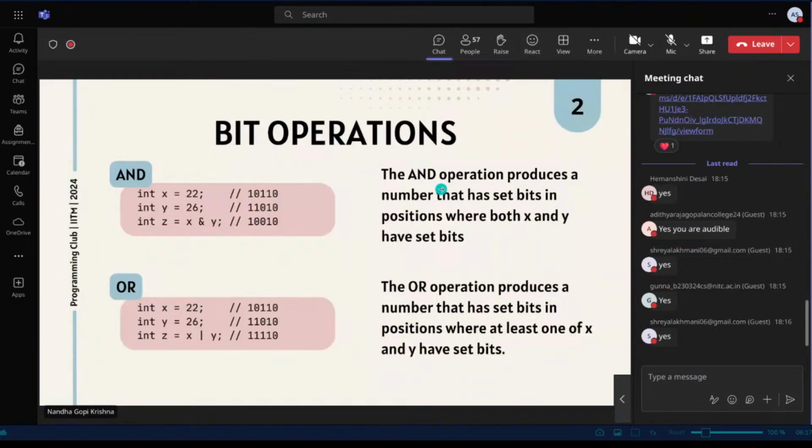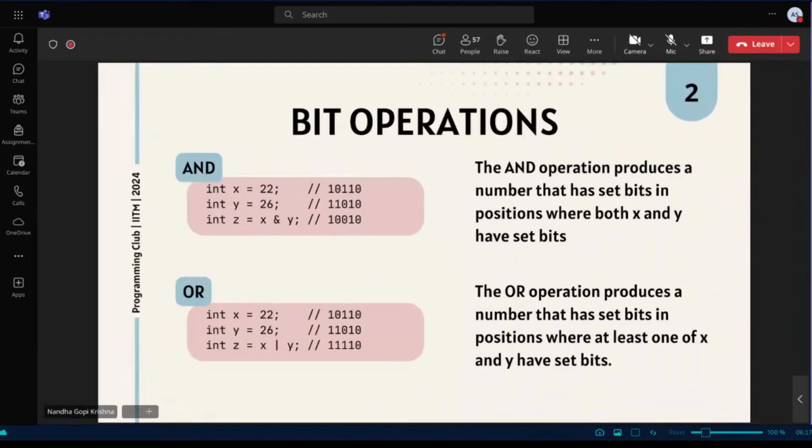Okay. So we are going to be looking at some bitwise operations. So what are bitwise operations? Bitwise operations are those operations that operate on one bit at a time. And there are four main bitwise operations: AND, OR, XOR, and NOT. So we will take a look at the AND operation.